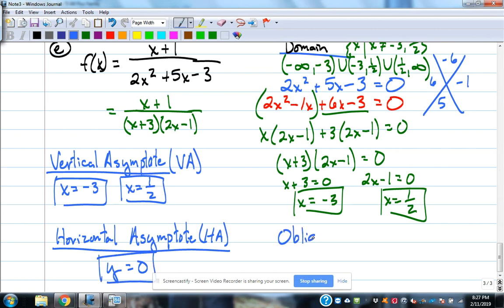Because we have a horizontal asymptote, what does that mean about the oblique? You can't have one. We'll call those OA from here on out. There aren't any. If you've got a horizontal asymptote, no way can you have an oblique. If you've got an oblique, no way you can have a horizontal. One or the other, or neither. It's possible that you don't have either. Let's look at another one here.